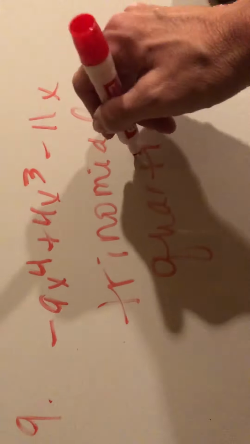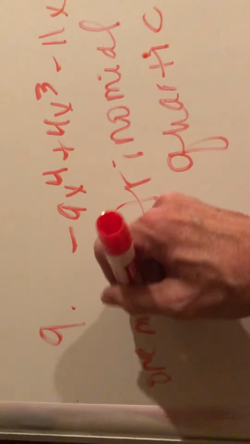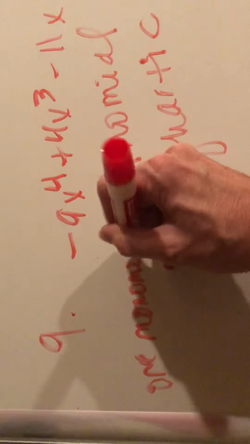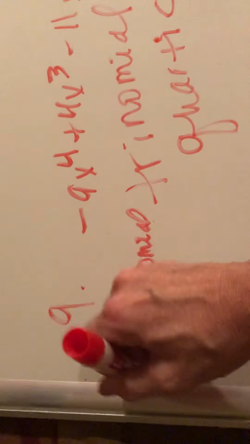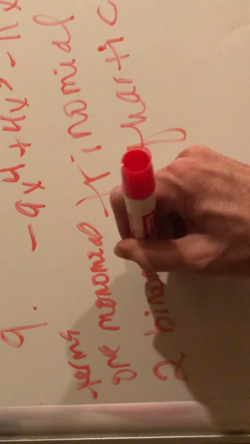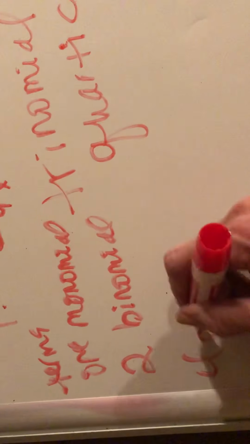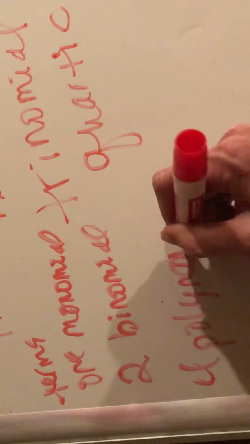So you need to go back, you know, look at your, well, I'll just go over it right quick. 1 term is monomial. 2 terms, this is the number of terms, is binomial. 3 terms I just showed you is trinomial. And then 4 terms is polynomial. After 4 or more terms, we just call it a polynomial.